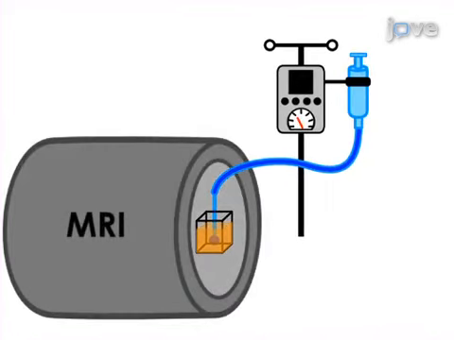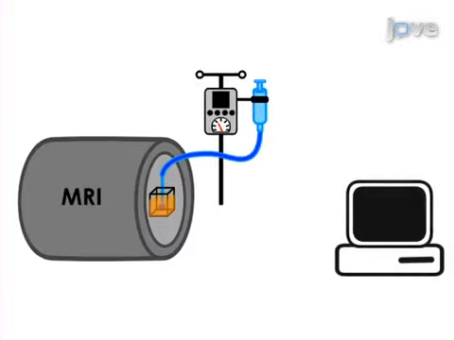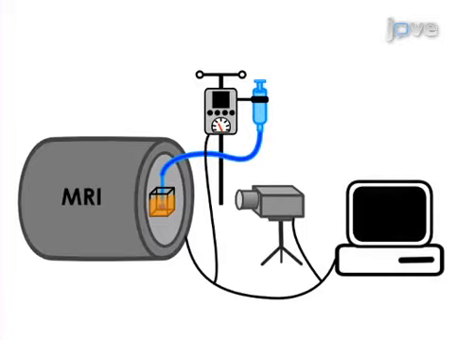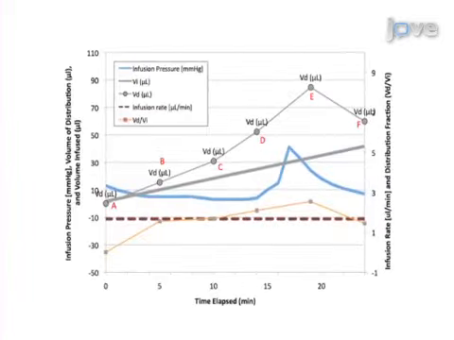After completing the infusion, the final step is to analyze the data provided by the MRI of the infusion. Ultimately, MR data analysis is used to show the volume of distribution and the VD to VI ratio accomplished by the infusion.